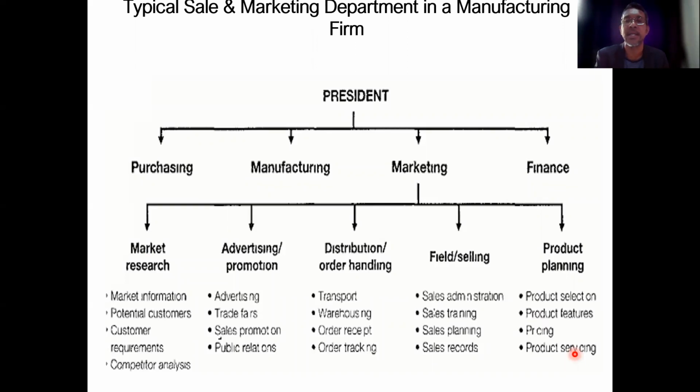So we have this typical department inside the marketing. Others, we have purchasing, manufacturing, and finance. So normally this is the general basic for sales and marketing, but some companies may put the market research under R&D as well. So it depends on the company also. But this is the guideline or basic typical sales and marketing department in manufacturing.